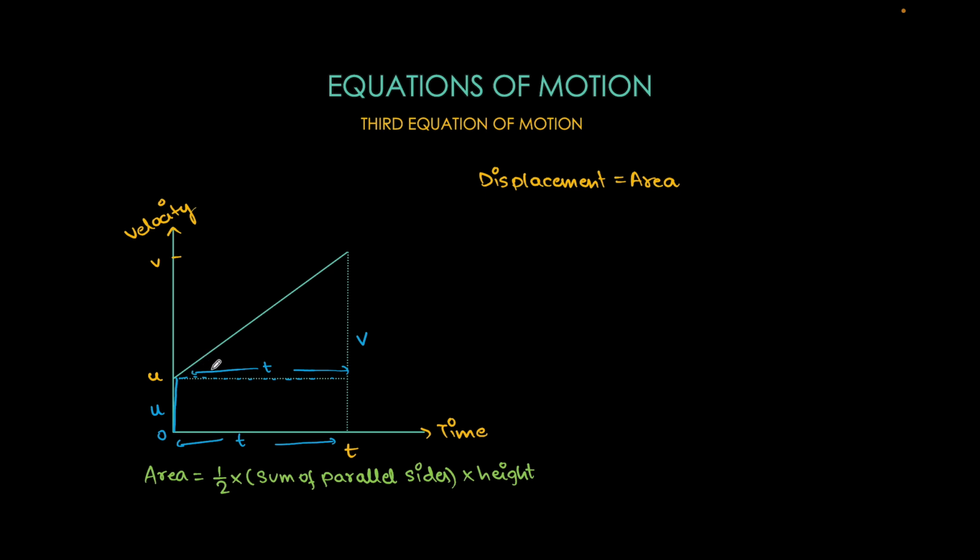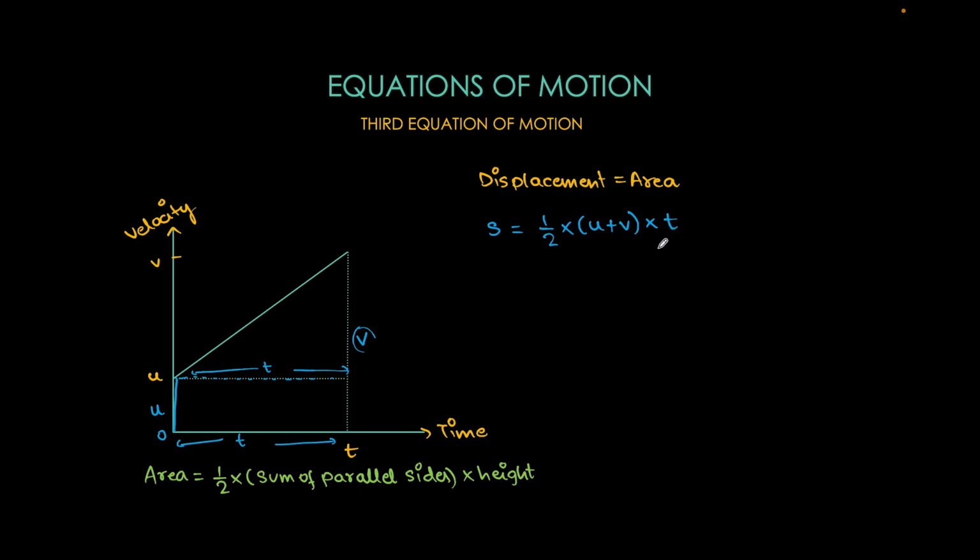So we can find the area of this entire trapezium, and this will be equal to what? The displacement, which is S. So S will be equal to what? Half into sum of parallel sides, which is what? U plus V into height, which is what? T.